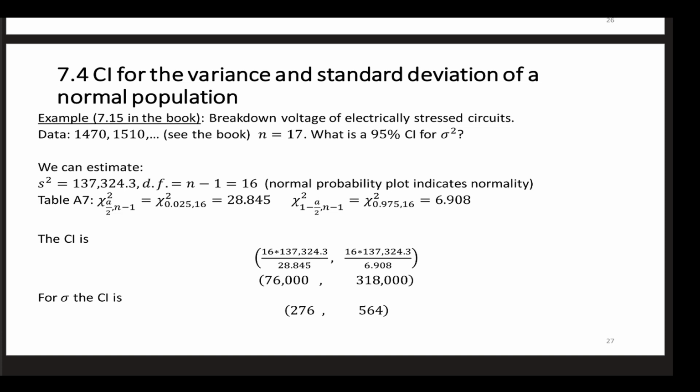It says breakdown voltage of electrically stressed circuits. And we have some data in the book, and those values are like 1470, 1510, etc. And we have a sample of size 17. So we have 17 values, 17 circuits, and we figured out the breakdown voltage in the circuits for the sample of 17, these values. So we want to know, what is a 95% confidence interval for the variance?